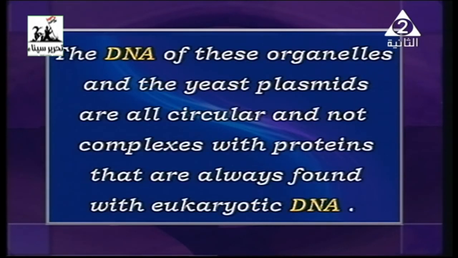The DNA of these organelles. Organelle means a tiny organ, okay? This is the meaning of organelles. And the yeast plasmids are circular and they aren't complexed with proteins. I mean, they aren't combined or connected with many proteins. So they are always found with eukaryotic DNA.